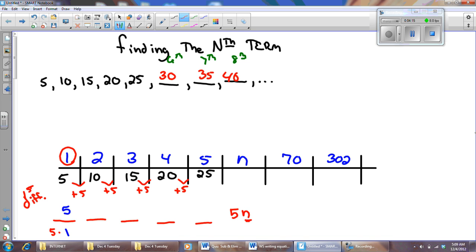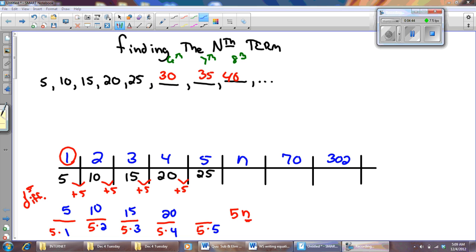Okay, the next one will be 5 times 2. And that, of course, is 10. Following that pattern, do 5 times on all of them. And this one will be 5 times 3, 5 times 4, and then 5 times 5, giving me 15 here, 20 here, and 25 here. Now I'm going to compare.